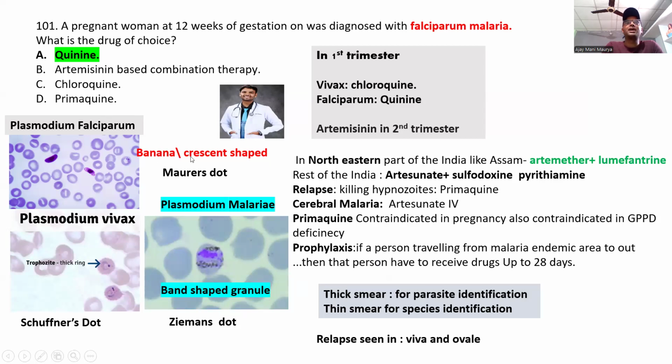Plasmodium falciparum shows crescent-shaped gametocytes. Plasmodium vivax shows Schuffner's dots, and there is a band shape. This is the band form. The Maurer's dots are seen in Plasmodium falciparum, and the James dots in Plasmodium malariae.